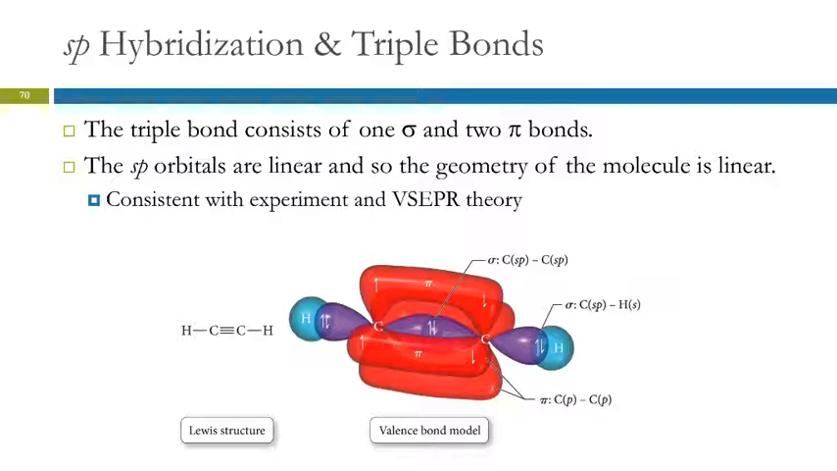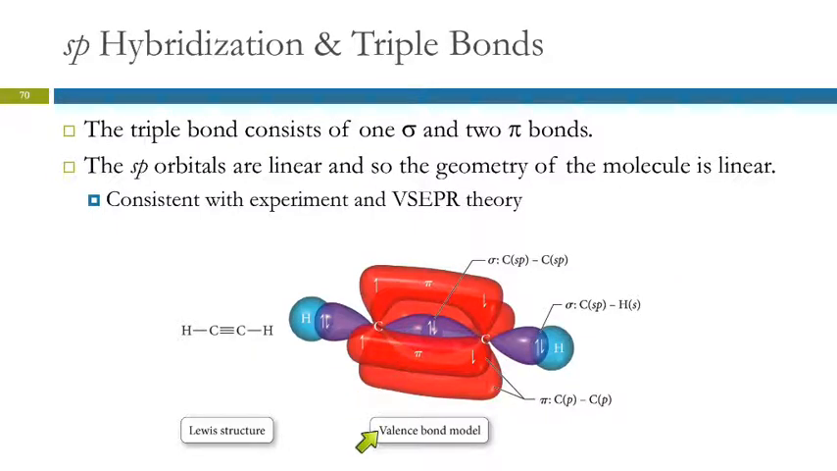This is a triple bond. There's one sigma bond and two pi bonds, and that makes a triple bond. It's consistent with the geometry of this molecule. Any questions?